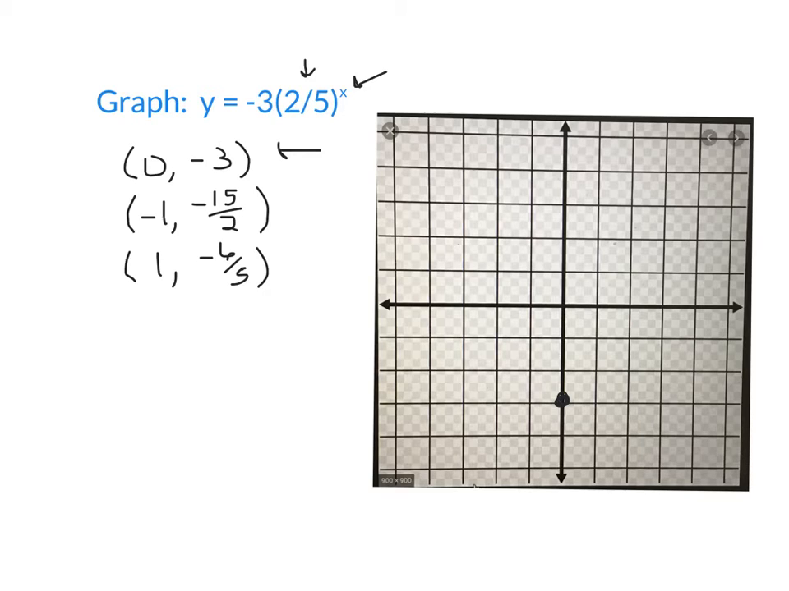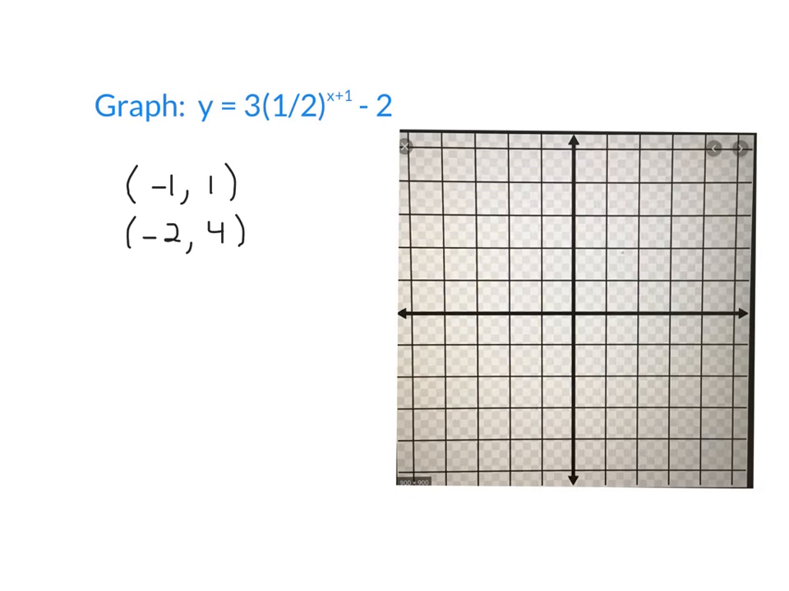Negative 1, I put in negative 1, which flipped the fraction, which gave me negative 15/2, which is really negative 7.5, which is way down here off the screen, off the graph again. And when I put in positive 1, I got negative 6/5. So I got that. Now, this is a negative in the front, which means don't forget negative reflects across the x-axis. So my graph is still exponential decay, but it's been flipped across the x-axis, so it's going to look like that right there. Should have predicted that.